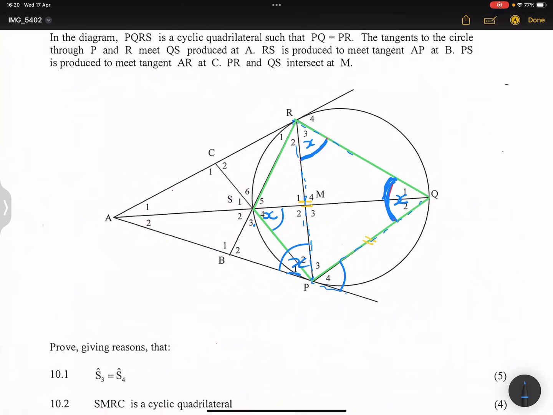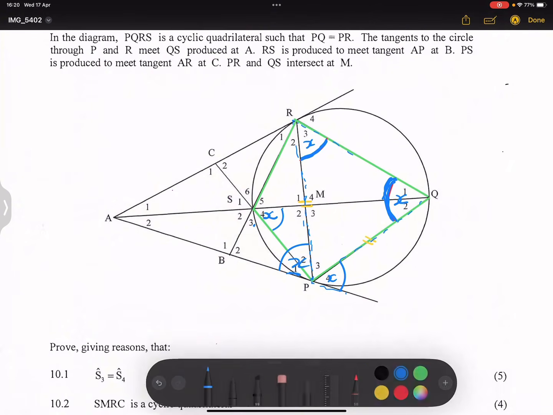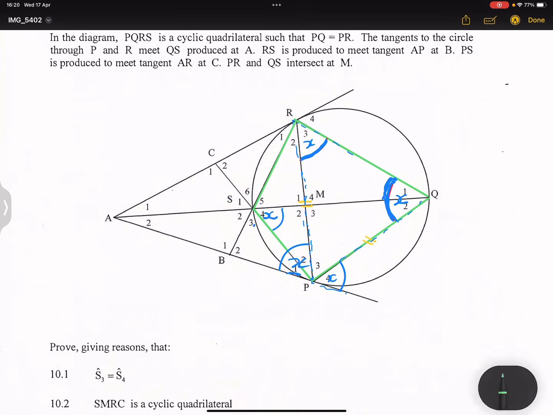So any other angle that is equal to x, ladies and gents? Of course, it might look a little bit clumsy and all over the place, but at the end of the day, it really does work wonders. Now, what do we also note? Remember that tangents from the same point are also equal. So that means RA would be equal to PA.